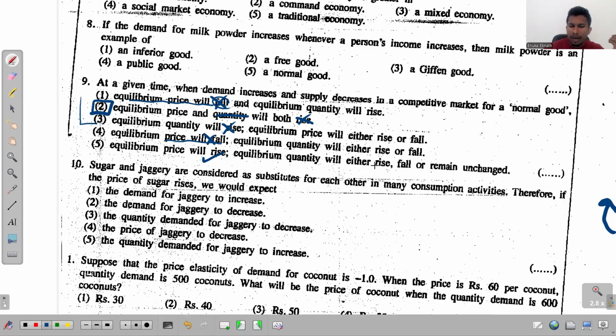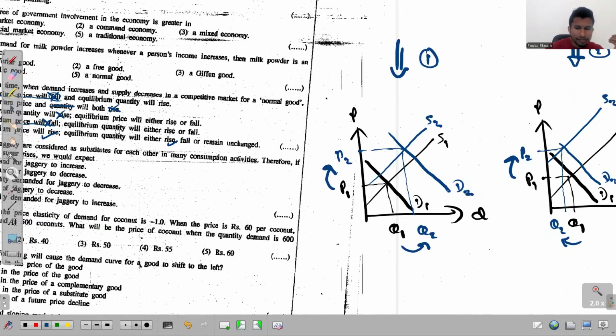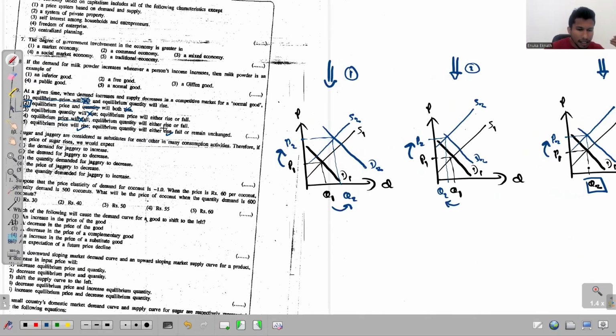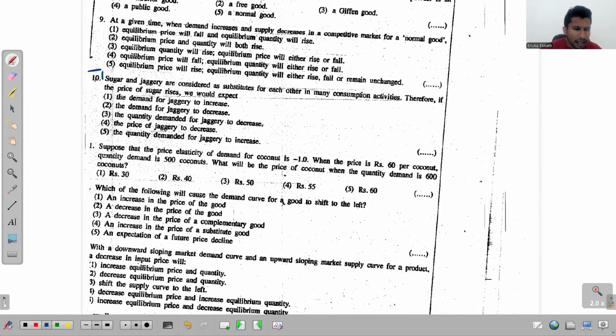Equilibrium quantity will either rise, like in our first graph, it will either fall like in the second one, or it will remain unchanged like in the third graph. So the answer for this question is the fifth one. Look at this 10th question now.